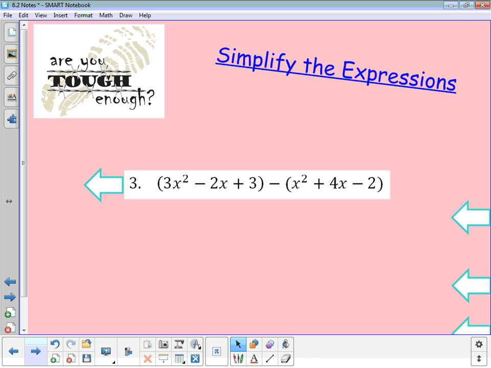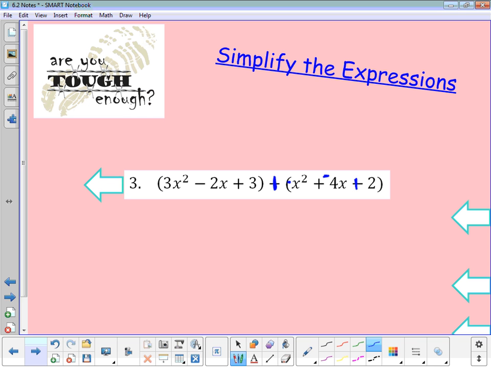So if I add the opposite, that means I'm going to be adding everything behind it, but I have to take the opposite of everything behind it. So this x squared is going to be negative x squared. This 4x is going to be negative 4x. And that 2 is going to be positive 2.